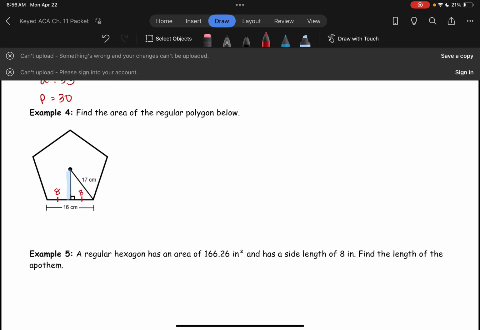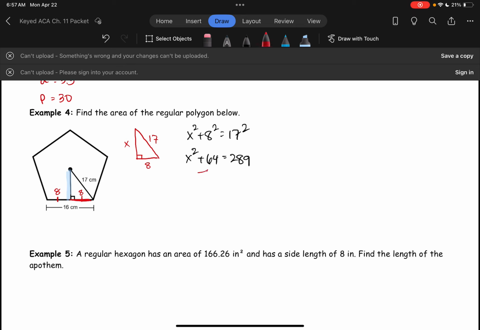So I don't have the apothem, but I have enough information in this right triangle to figure out what my apothem is, which I'll call x. We said that this bottom side right here got cut in half from the 16, and that's 8. The diagonal of this triangle, which we call the hypotenuse, is 17. And so we have a right triangle here where we're missing one of the sides. What we can use here is the Pythagorean theorem. We can do x squared plus 8 squared is equal to 17 squared. If we work this out, we have x squared plus 64 is equal to, I believe this is 289.